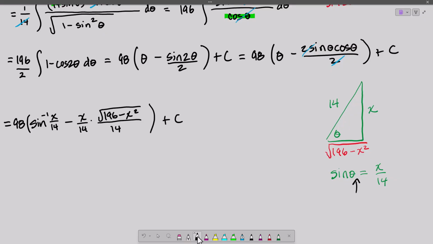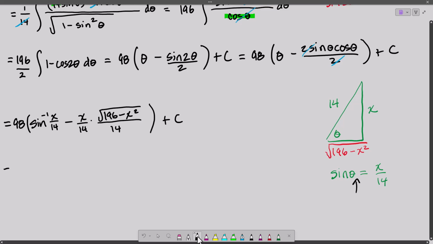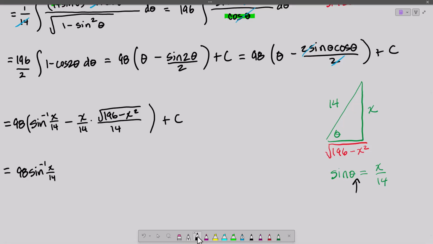Now we just have to do a little bit of simplification. We'll distribute the 98. So we have 98 inverse sine of x over 14. And then here we're going to get 98 over 196, which is 1/2. And we will end up with, there's an x out in front there. We'll end up with the square root, and that 1/2 we can write as an over 2 plus c. There we have it.